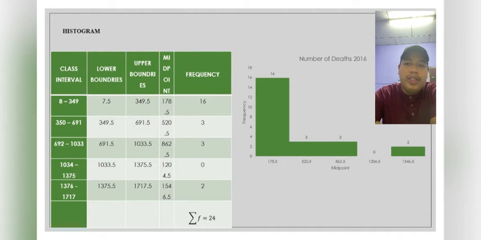Next, we go to the graphical method to present the data. We have used two graphs, histogram and pie chart. So this is a histogram. For the histogram, we have 5 columns: class interval, lower boundaries, upper boundaries, midpoint, and frequency. This is the total of the 5 columns. So this is my graph.